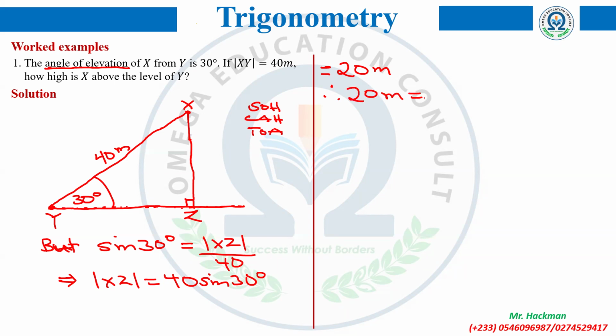We are asked to find how high X is above the level of Y. So 20 meters is equal to how high X is above the level of Y. Or you can equally say that X is 20 meters above the level of Y, it is the same thing. So just draw your conclusion to bring out this fact. Let the question guide you in drawing your conclusion.